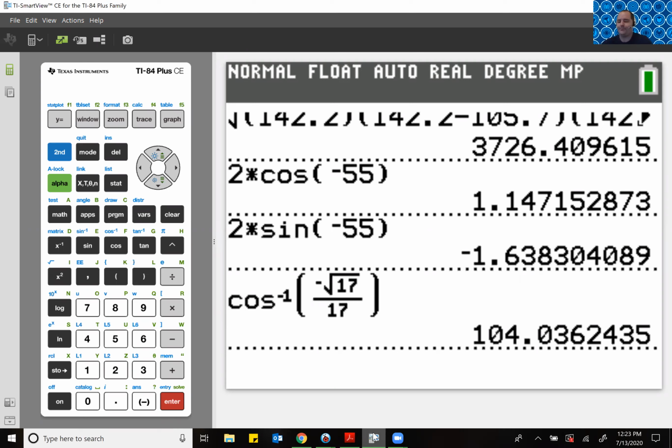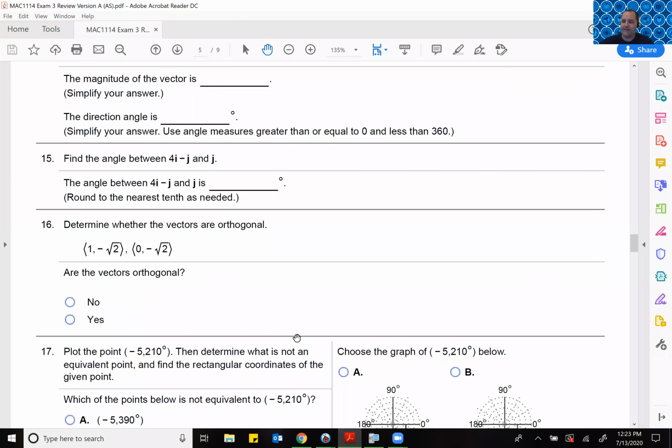And there we go. Number 16, which is the last of our vectors. So 11.3. They want to know, are these orthogonal? In order to be orthogonal, all you have to do is look at the dot product. If the dot product is 0, they're orthogonal. Orthogonal means, are the vectors perpendicular to each other? That's what orthogonal means. So all we have to do is take the dot product of these.